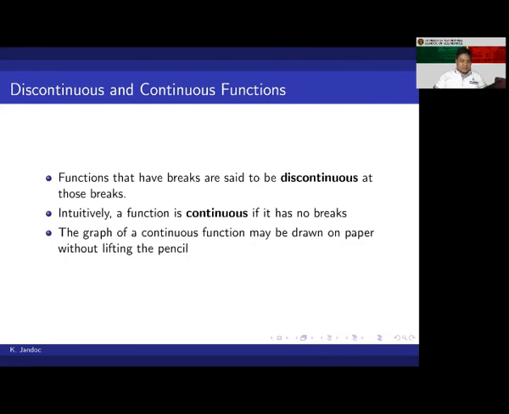So the layman's definition of a continuous function is that you can draw the graph of that function without lifting your pencil. So this is a continuous function. But this one is not a continuous function, because I lifted my pencil here.